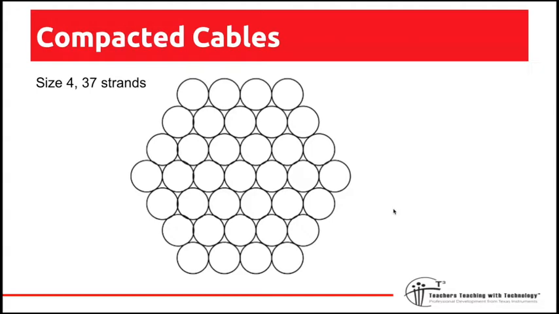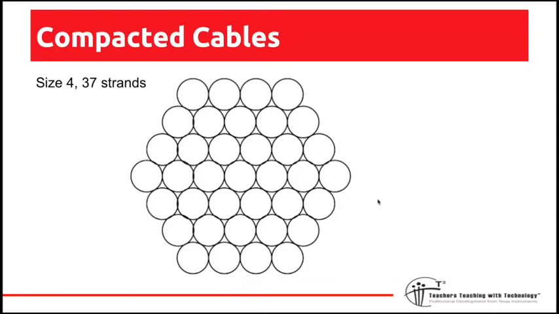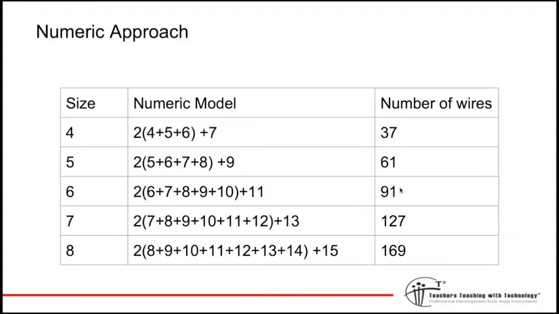So my first group began by making a table that looks something like this. They looked at the size 4 cable, and I'll backtrack to that slide for a minute, and you can see there's 4 on the first row, 5 on the second one, 6 on the third one, then a row of 7, and then the 6, the 5, and the 4 repeat. So they wrote their numerical representation for that model as the quantity 4 plus 5 plus 6, doubled, plus 7, and they got 37.